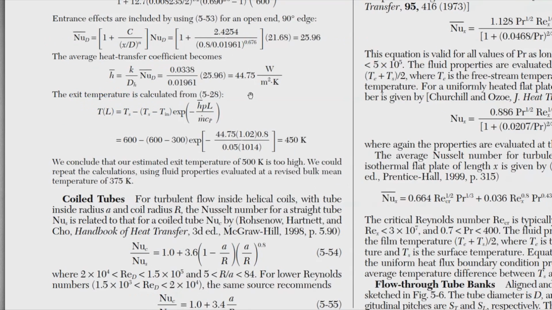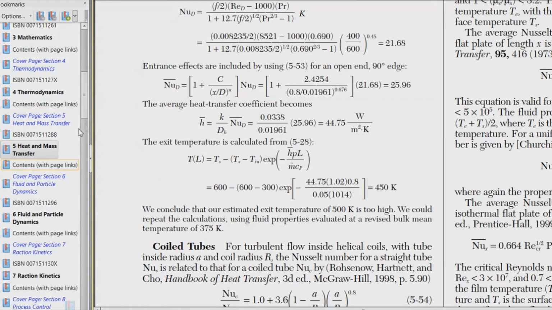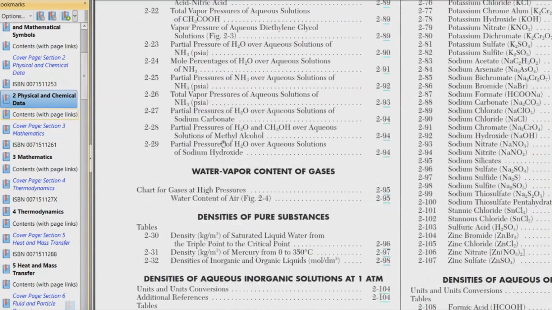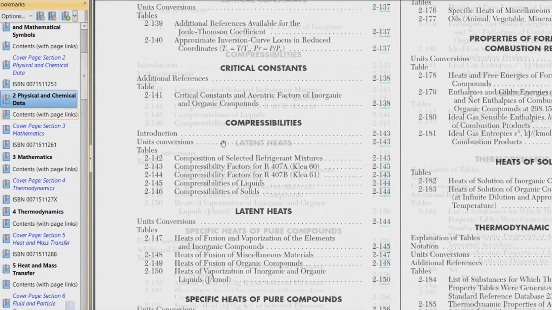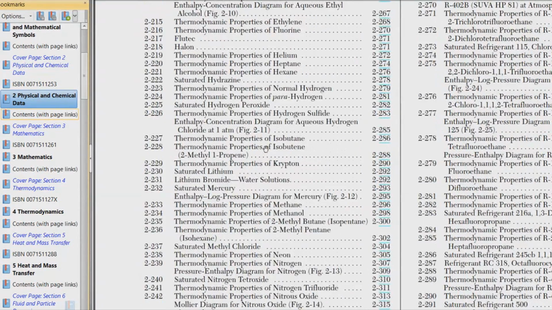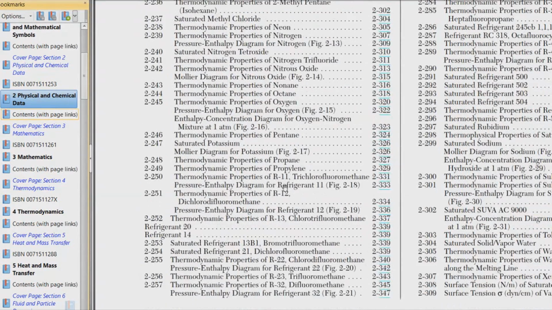So let's head on to our Paris Handbook, and this is your 8th edition. I'll be using this, and if you look at the thermodynamic properties, you would see here that there are thermodynamic properties of oxygen.